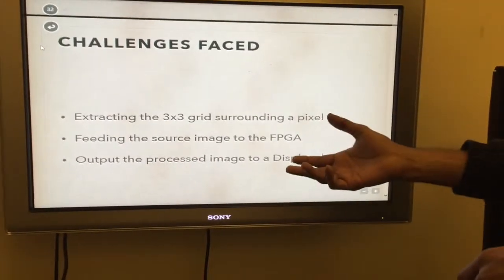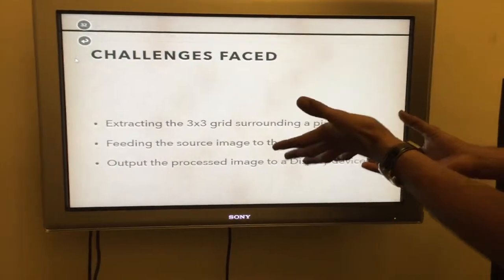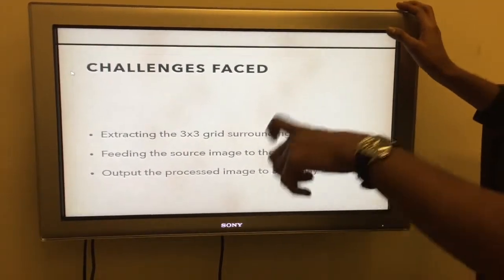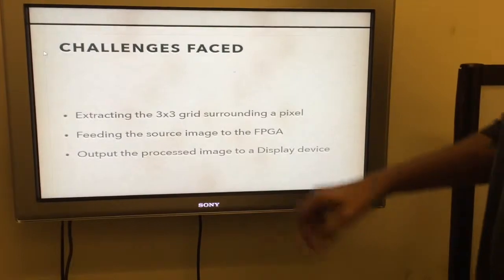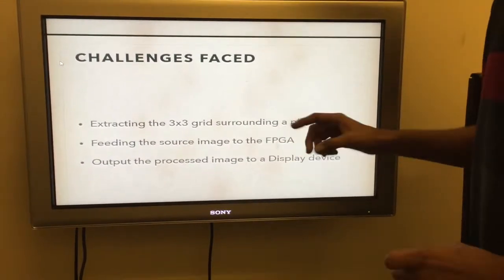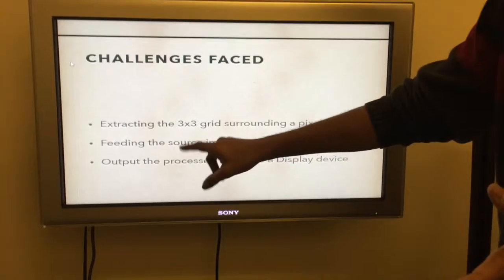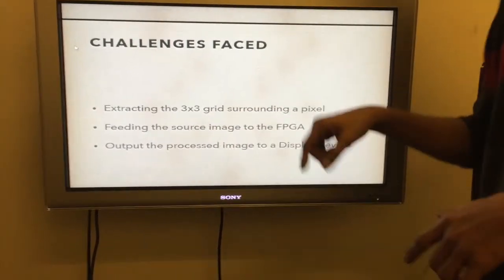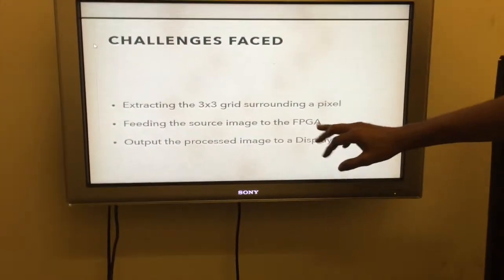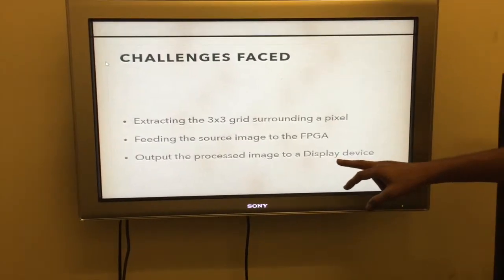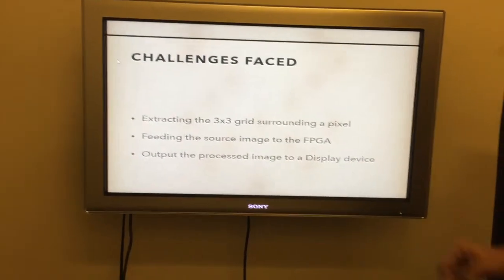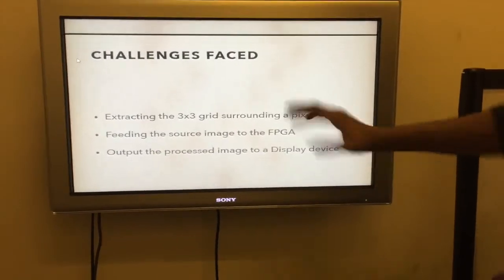So what are the challenges we faced? It was hard for us to get the 3x3 grid out of the whole image. Once we did that, we could proceed with the actual calculation. The other one was how to actually feed the whole image to the FPGA. We did this using the IP core and the block RAM. That was one solution we found. And the output, we are not able to display it using a VGA. This was one challenge and one minus we faced.